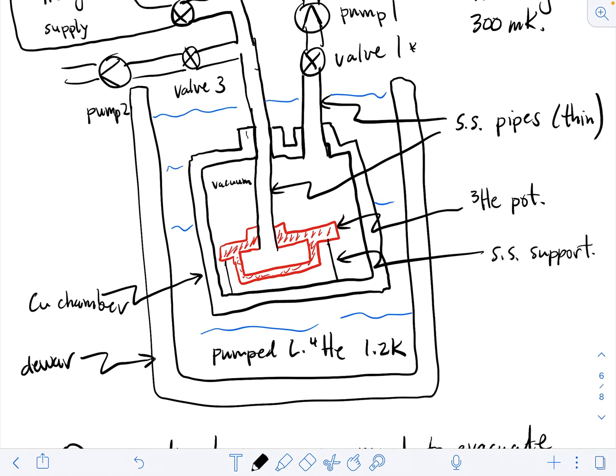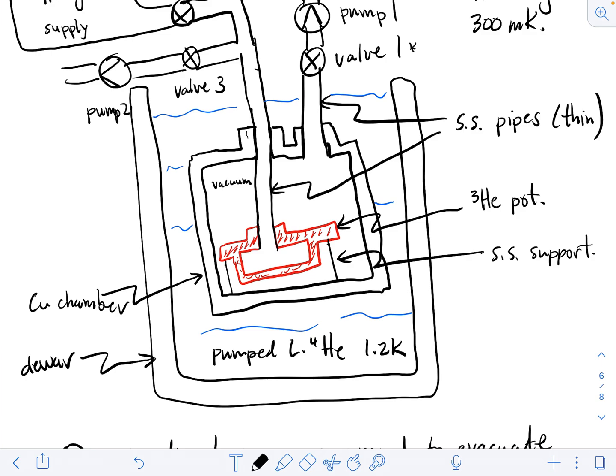Okay, so that means we've filled our dewar with the liquid helium-4, and we've pumped down the vapor pressure so that it gets to 1.2 Kelvin. Then what we're going to do is we're going to wait. We're going to wait for this red helium-3 pot to cool down to 1.2 Kelvin.